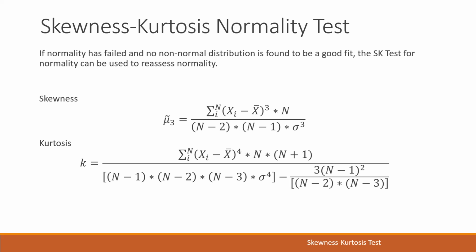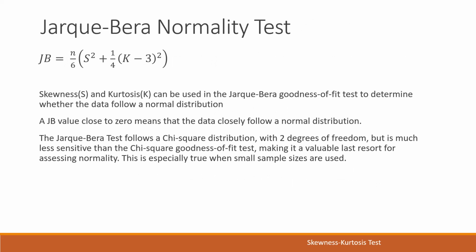So skewness and kurtosis, here are their equations. Xi is your ordered data again, X bar would be your mean, N is the number of samples, and sigma is your standard deviation. So we use the skewness and kurtosis if normality has failed and no normal distribution is found to be a good fit. There's a few other tests in there. There's transformations. So this is your serious last resort because it's not very sensitive to the data at all. It just says, okay, does it kind of look like the shape of a normal distribution?